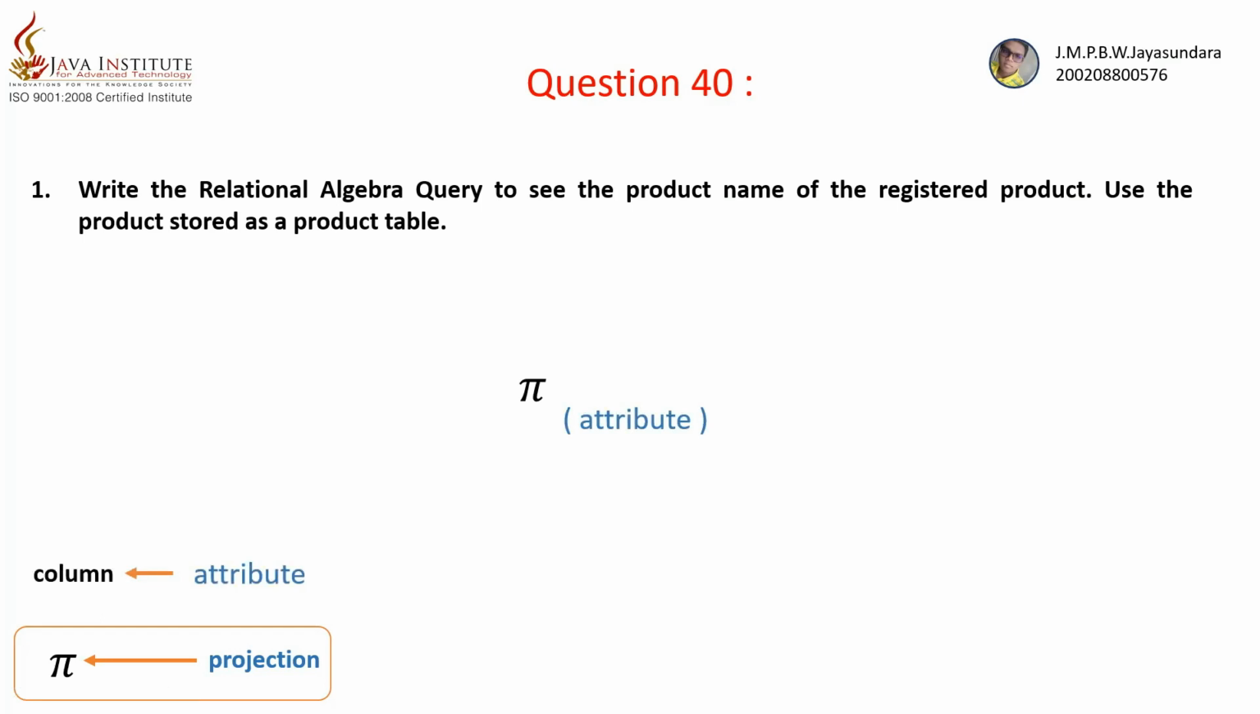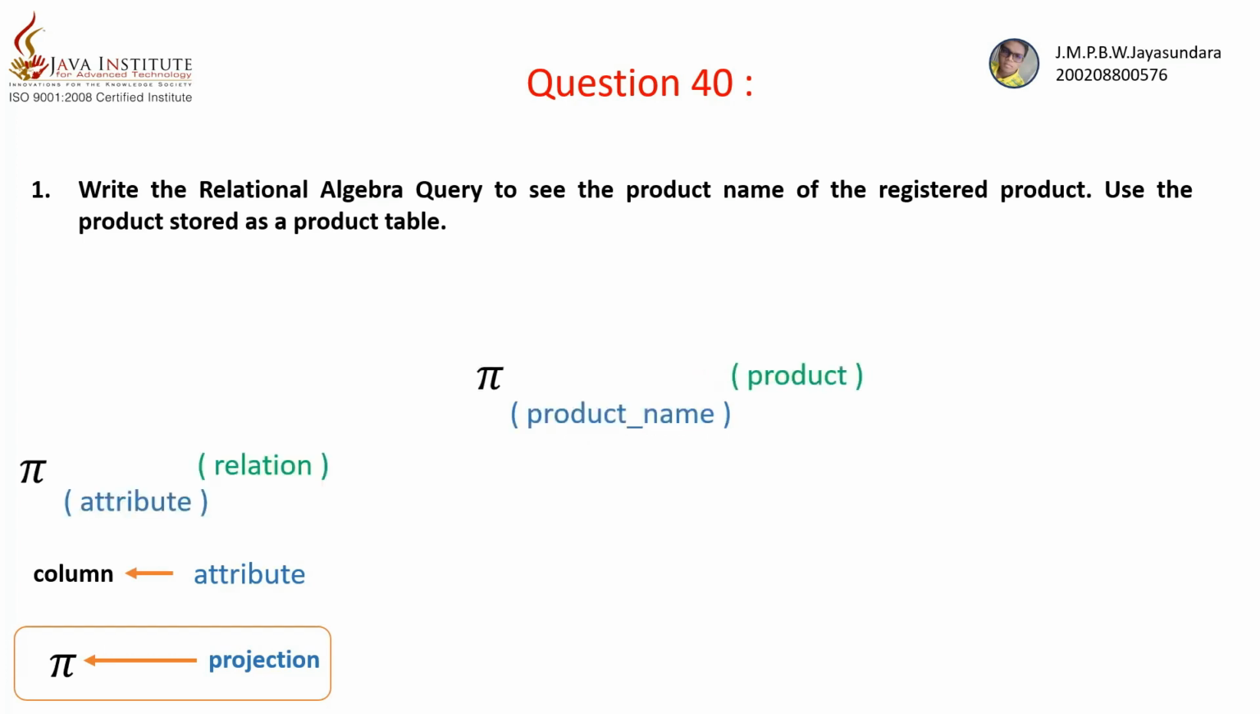After that we have to give the attribute. Attribute means the column name. After that we can use the relation. So in this case here we have used the projection. After that here we have given the name of the column. In this case the name is the product name column from product table.